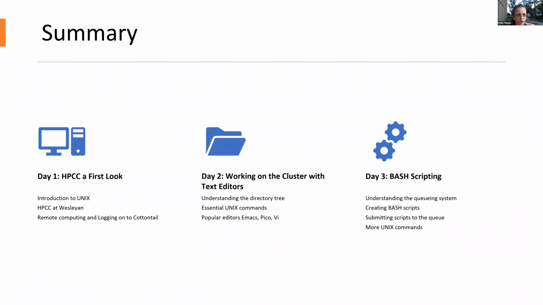So in summary, on day one, we had a first look at HPC. Today, we've talked about working on the cluster with the text editors, and next time we will do the bash scripting. We have learned about the directory tree. We have learned some essential Unix commands related particularly to the directory tree. And we have also taken a look at 3 popular editors: Emacs, Pico, and VI, which is really just Vim.